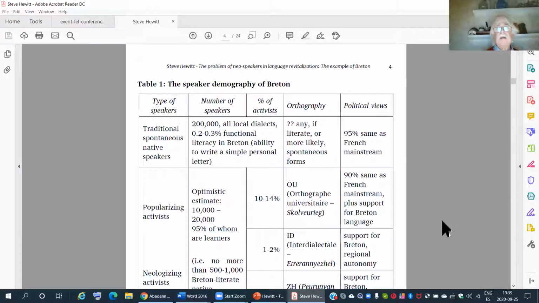Okay, I try, and you can pick this up. I won't read the whole of this out, but I try to give a rough idea of the speaker demography. 200,000 traditional spontaneous speakers, with next to nil functional literacy in Breton. They don't have any particular orthographical preferences, and their political views are pretty much the same as the French mainstream.